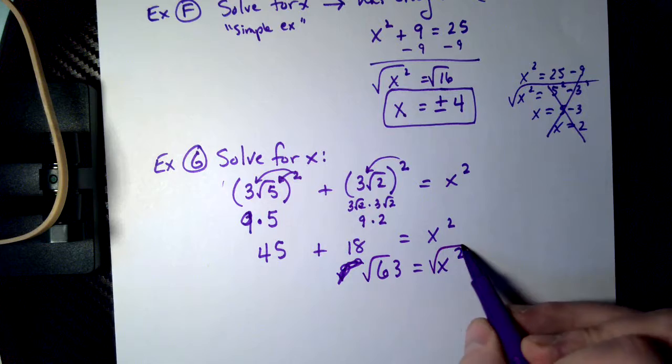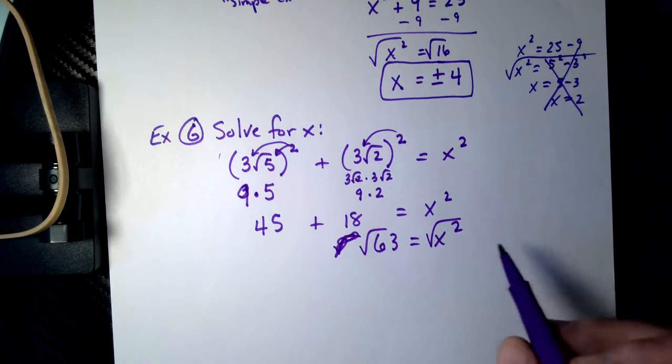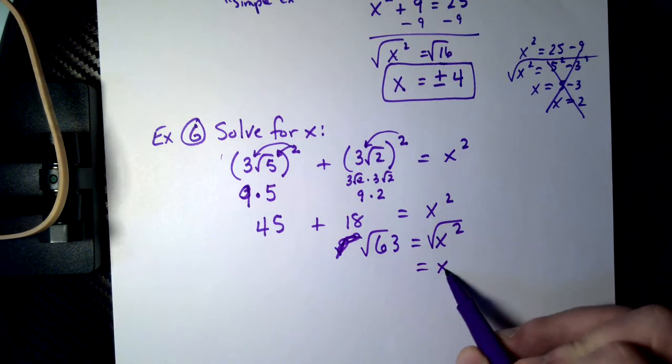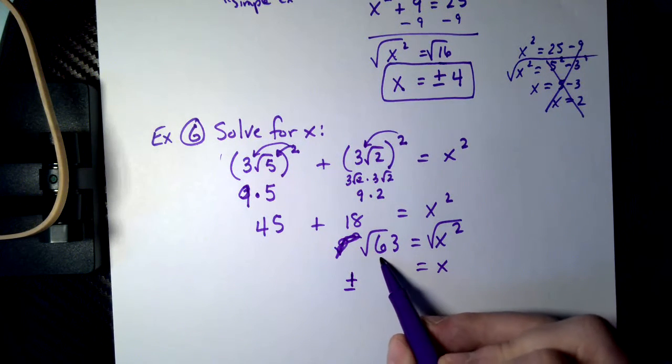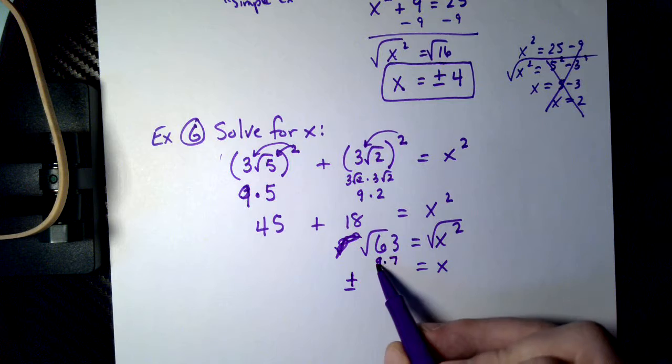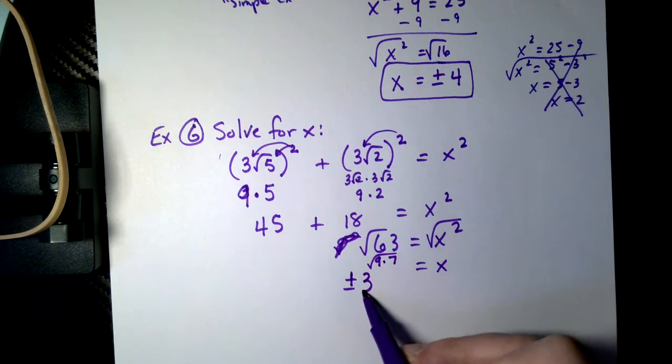Then I square root both sides. Got ahead of myself. So this is going to be x. This side's going to need a plus minus. What perfect square goes into 63? It's going to be 9 times 7. So the square root of 9 is 3.